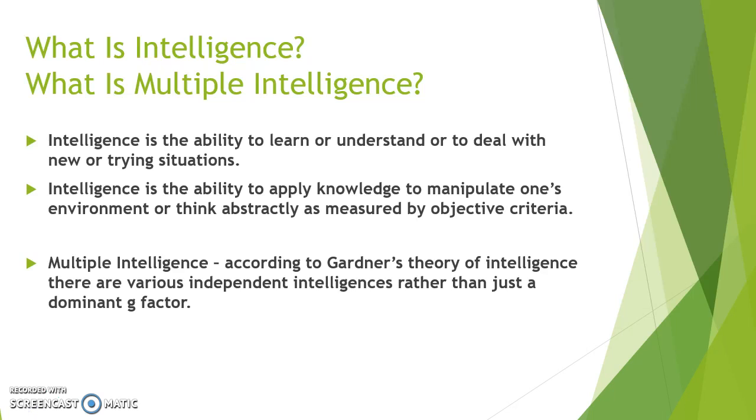What is intelligence? What is multiple intelligence? Intelligence is the ability to learn or to understand or to deal with new or trying situations. Webster's also says intelligence is the ability to apply knowledge to manipulate one's environment or think abstractly as measured by objective criteria. Multiple intelligence. According to Gardner's theory of intelligence, there are various independent intelligences rather than just a dominant G factor.